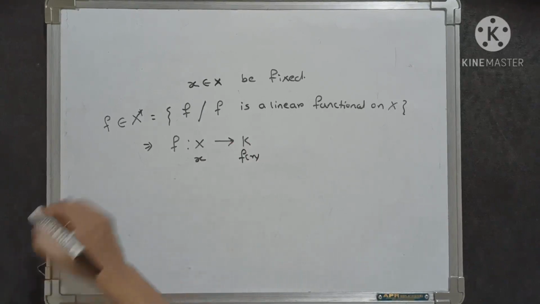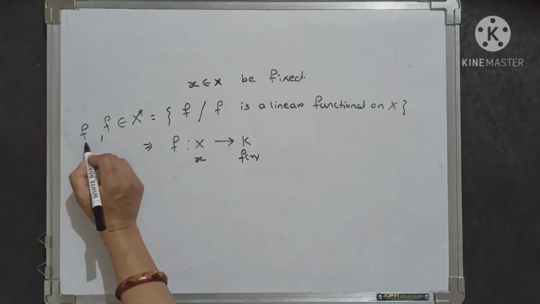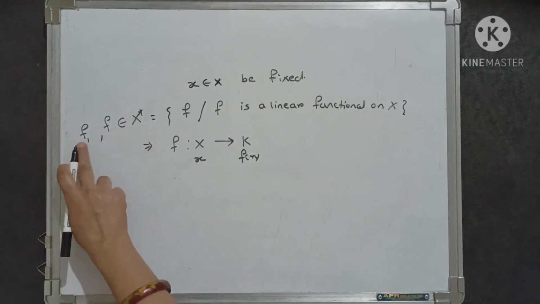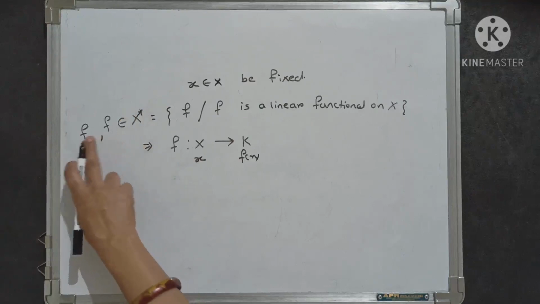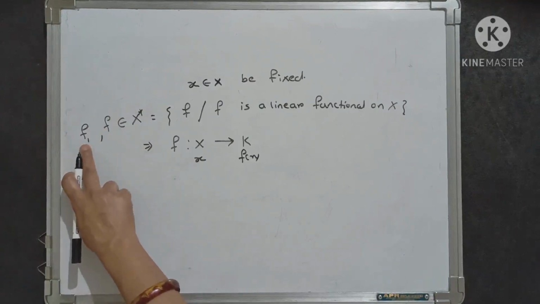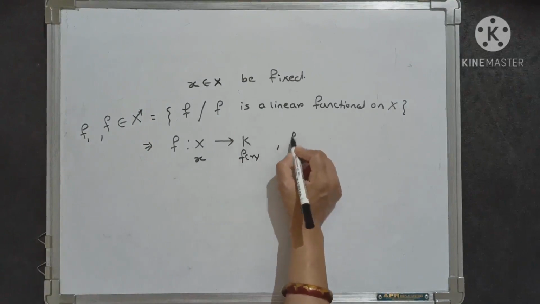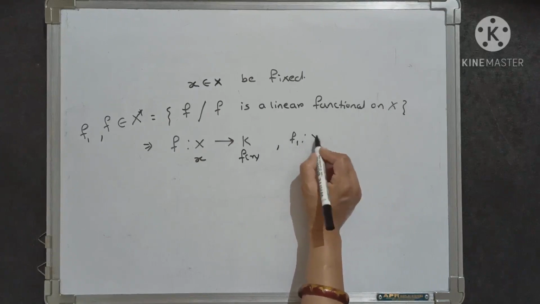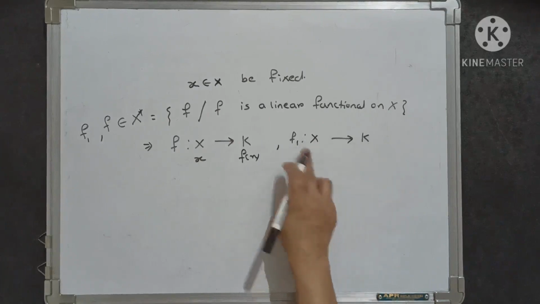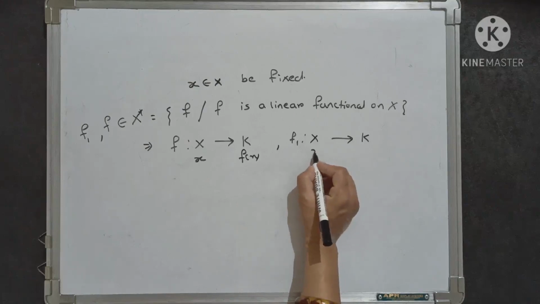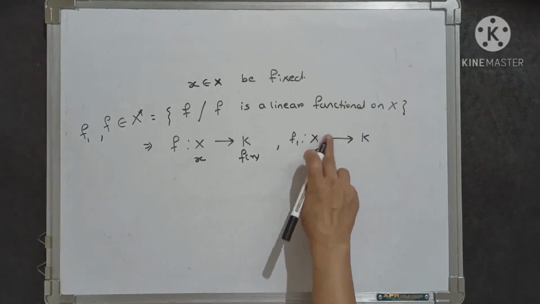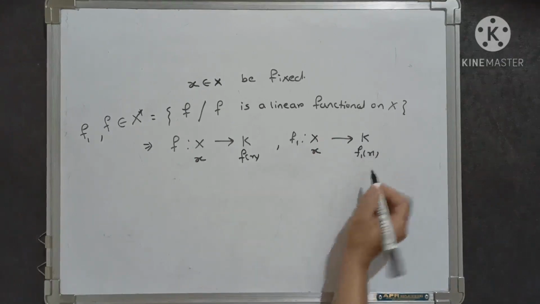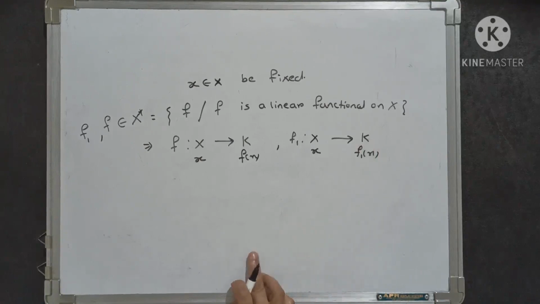Now after that, if we consider another vector of this x star, that is f1. Let f1 be any element of x star. Then again we get f1 is a linear functional on x, that means f1 is again a mapping from x to k. Again f1 is applying on small x, because small x is any element of capital X, and therefore we are getting the image f1 of x. Now this f1 of x is again a scalar.